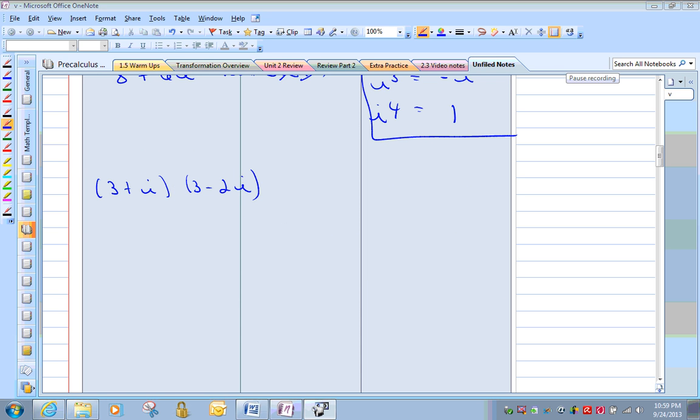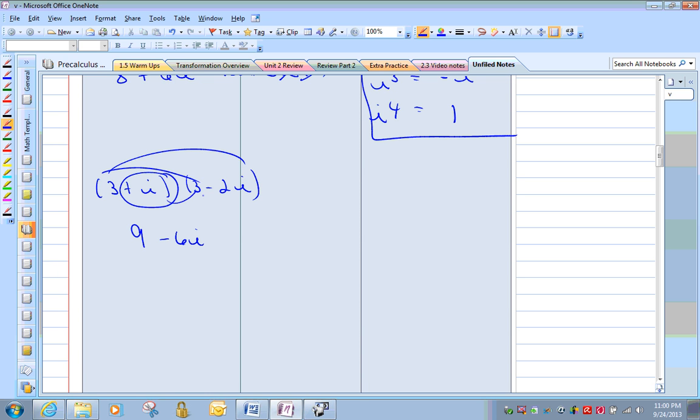All right, another example, multiplying, and then we'll move on to denominators and conjugates. So we're going to FOIL these together. You're going to get 3 times 3, which is 9. You're going to get 3 times negative 2i, which is negative 6i. Then go back here: positive i times 3 is plus 3i. Positive i times negative 2 is negative 2i.